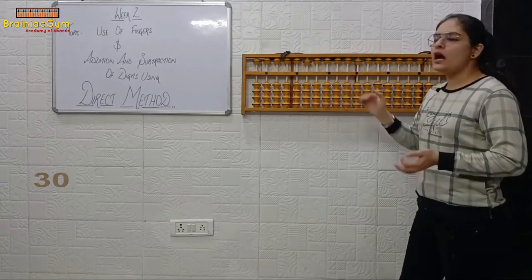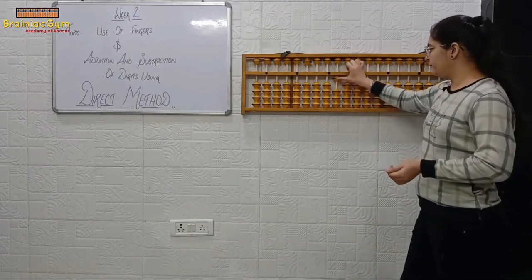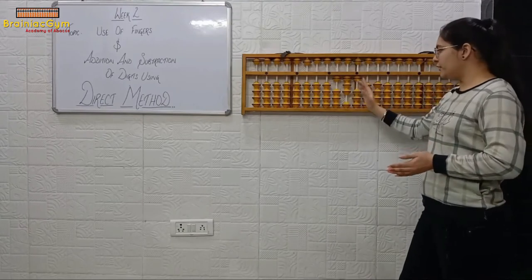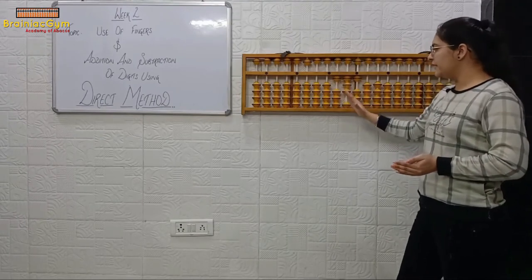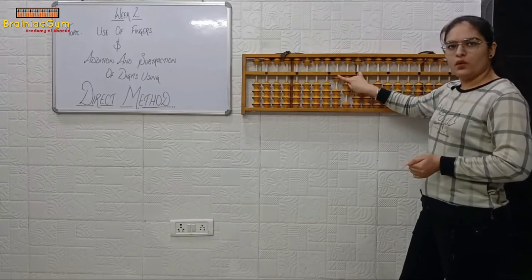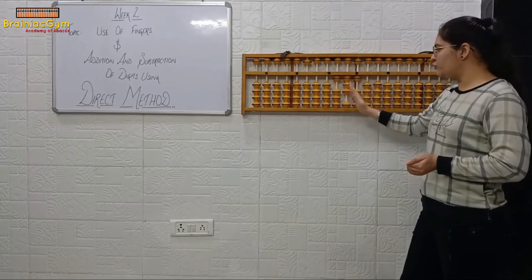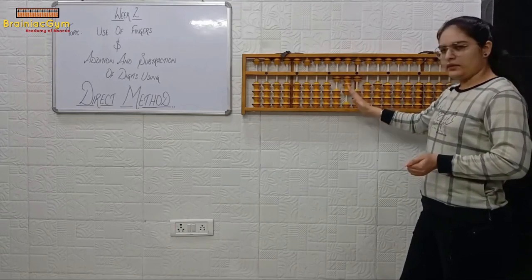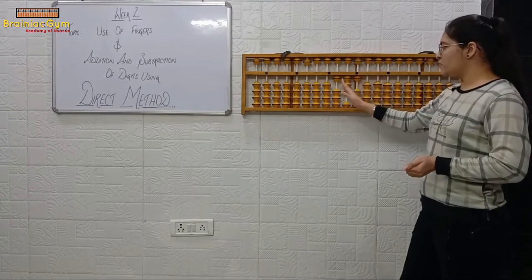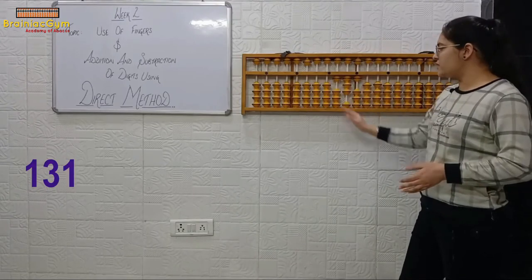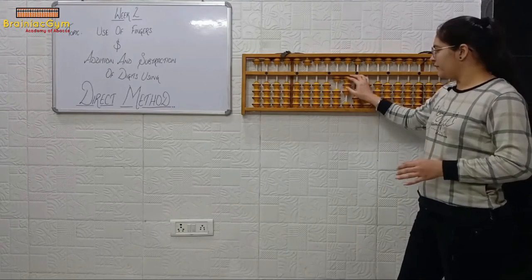Now we will include 100's rod as well. So what's the answer? Read it accordingly. First read the 100's place, then 10's place, and then 1's place. Okay? So here, 1. Keep that 1 in your mind. Move to the 10's place. 1, 2, 3. Now at 1's place, 1. So 131. You can read like this as well. 131.